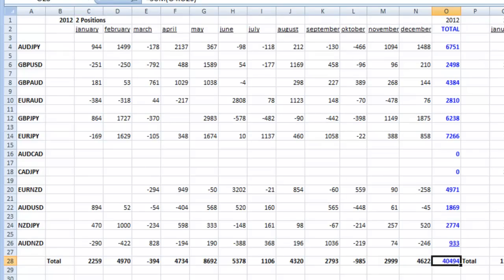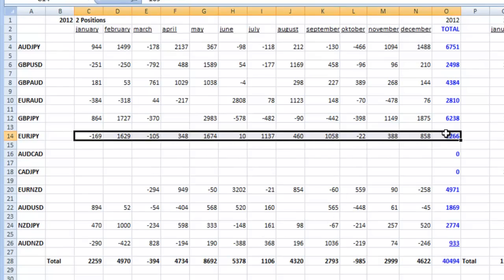And some of the months were losing months. Look how well the euro yen did. The euro yen right all the way across, over 7,266 pips. It was the top performer of this list of 10.